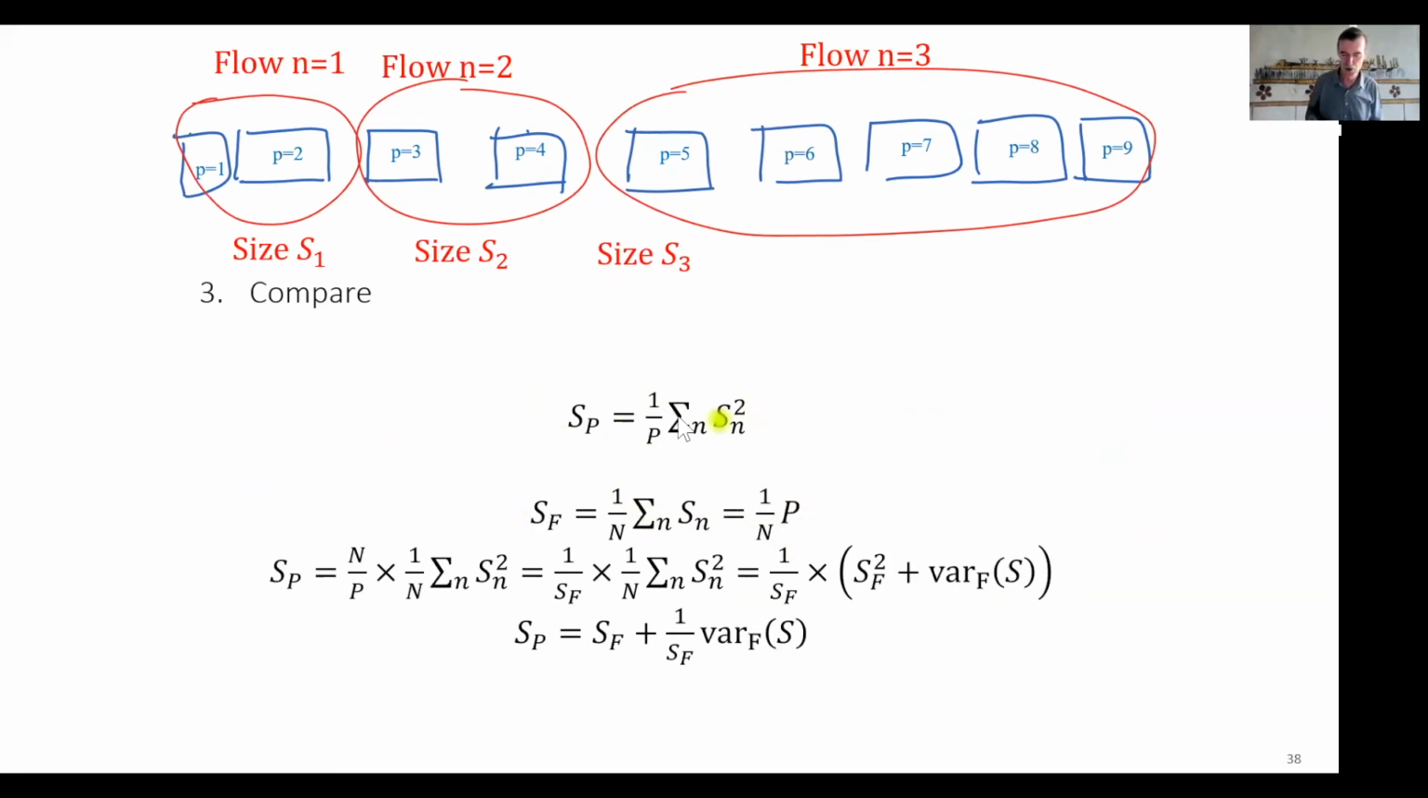So if we massage the two together, we obtain this formula here, which can be written using what I call the variance of S from the per-flow viewpoint. The variance of S is 1 over N times the sum of S_n squared, minus the mean of S_n squared, which is given here. So that gives us this formula. The average flow size obtained as a result of sampling packets is equal to the average flow size obtained as a result of sampling flows, plus 1 over the average flow size times the variance of the flow sizes.